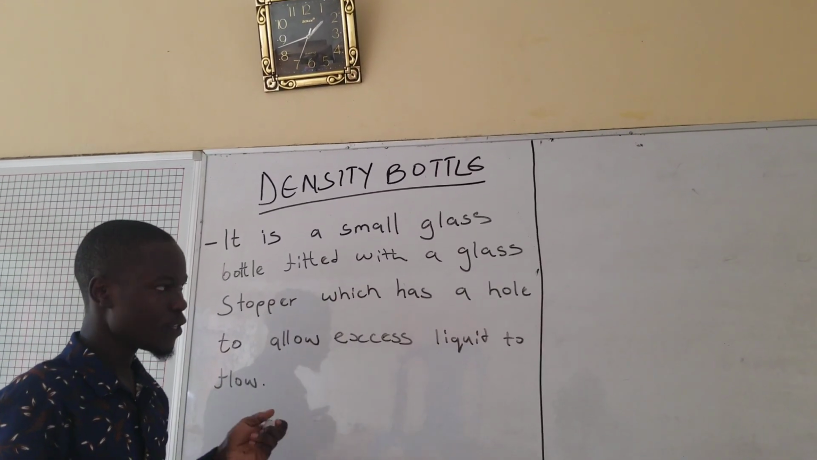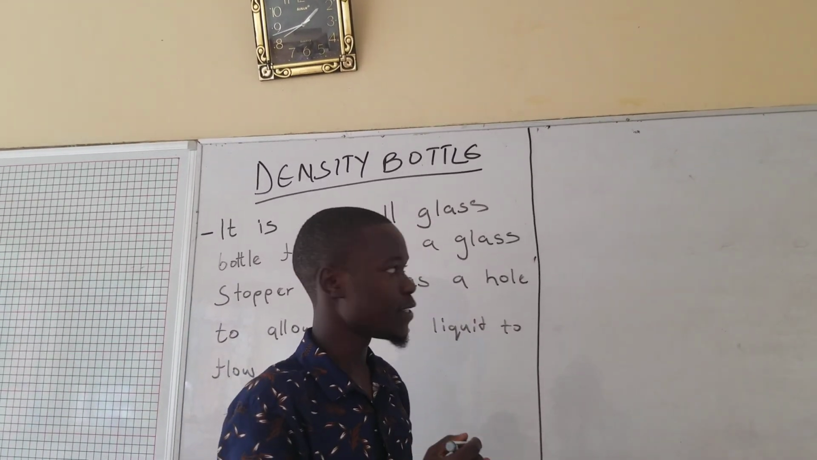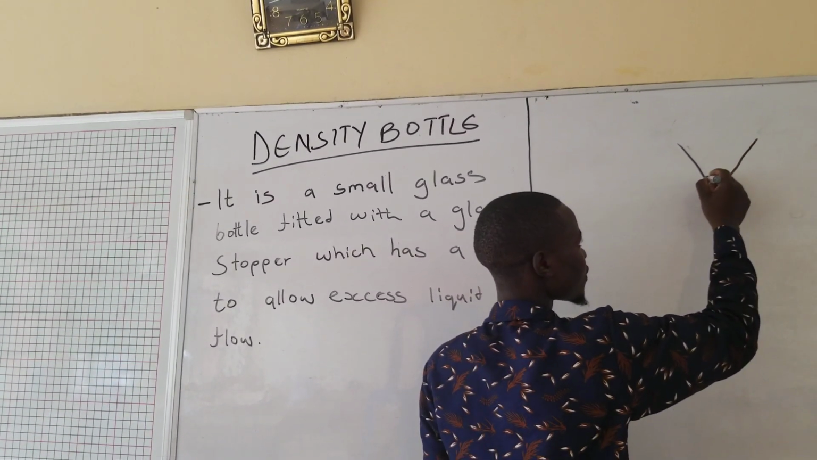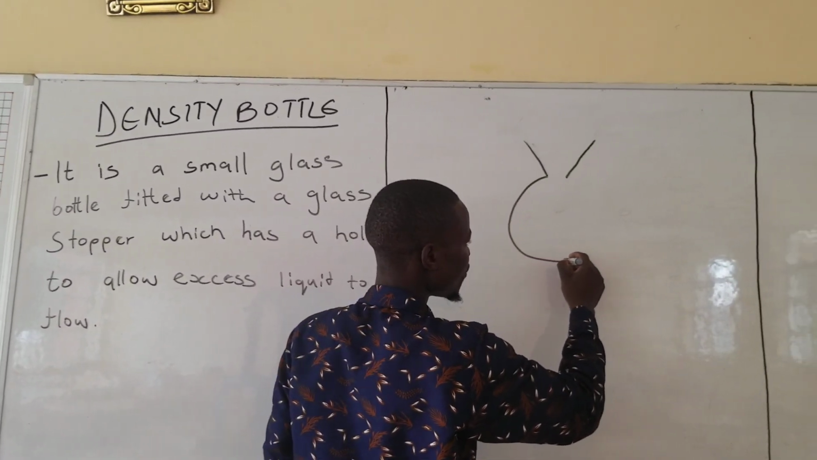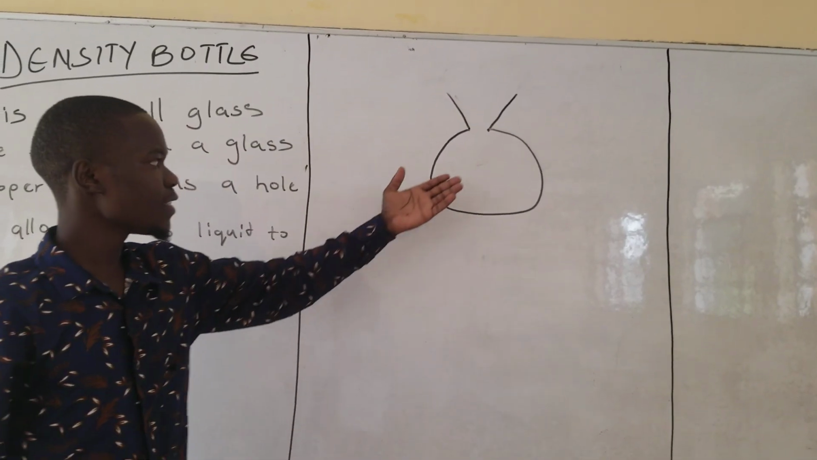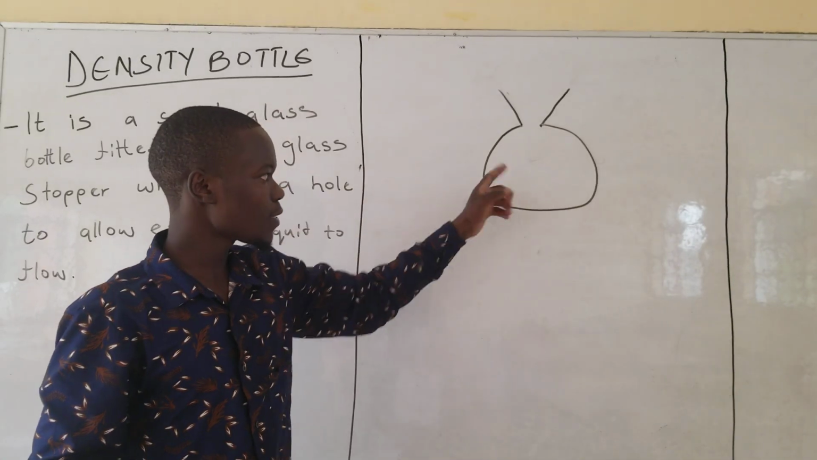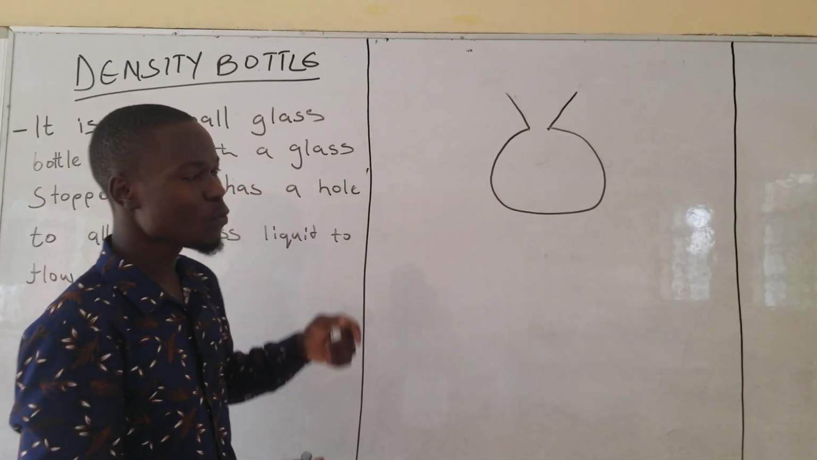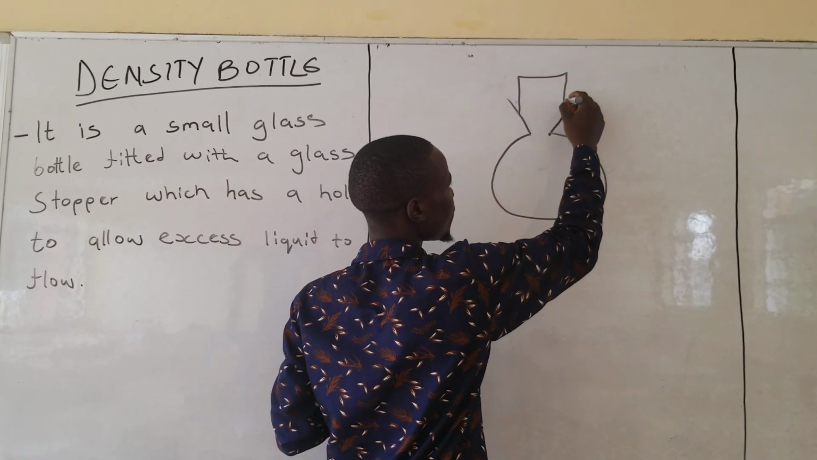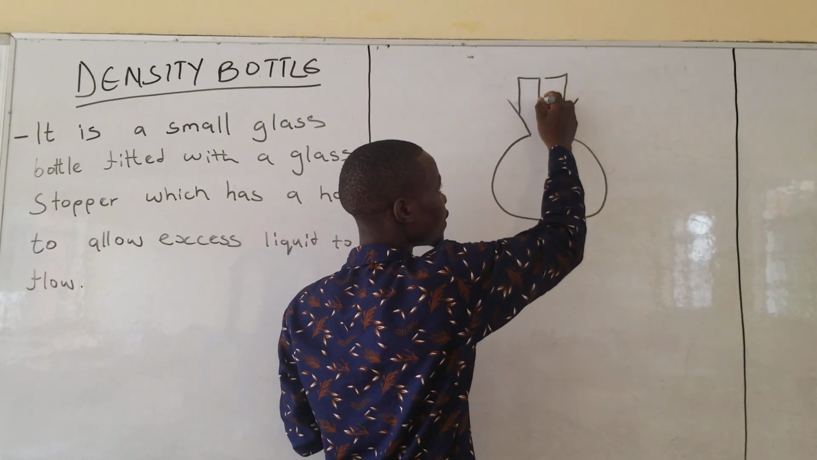So I want us to take a look at the diagram, rather a figure of a density bottle. Let us have a drawing here of a density bottle. Yes, the teacher is not good at drawing, but let us just draw something that resembles a density bottle. So a density bottle looks like this. It is made of glass, and from the definition we realize that it has a glass stopper. Let us draw the glass stopper. And we are also told that the glass stopper has a hole.